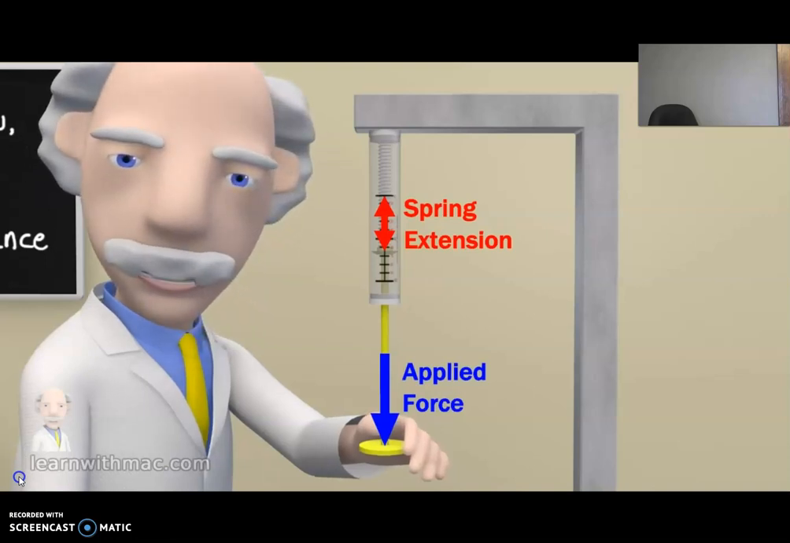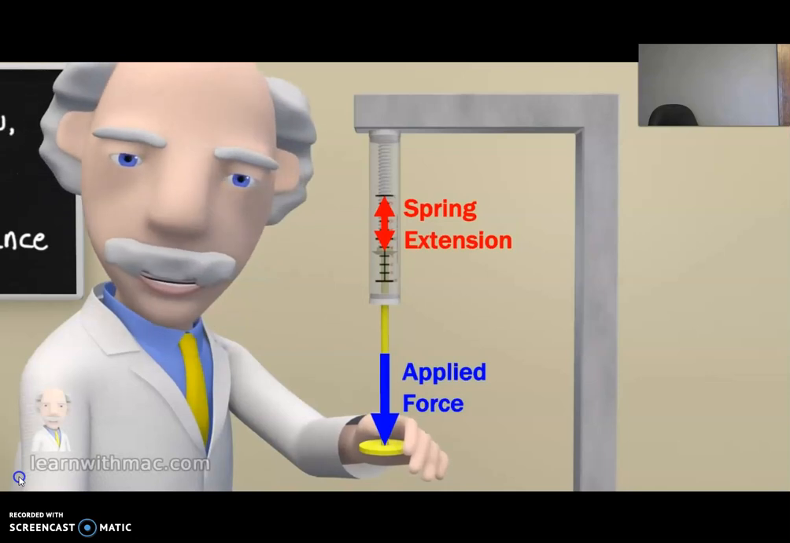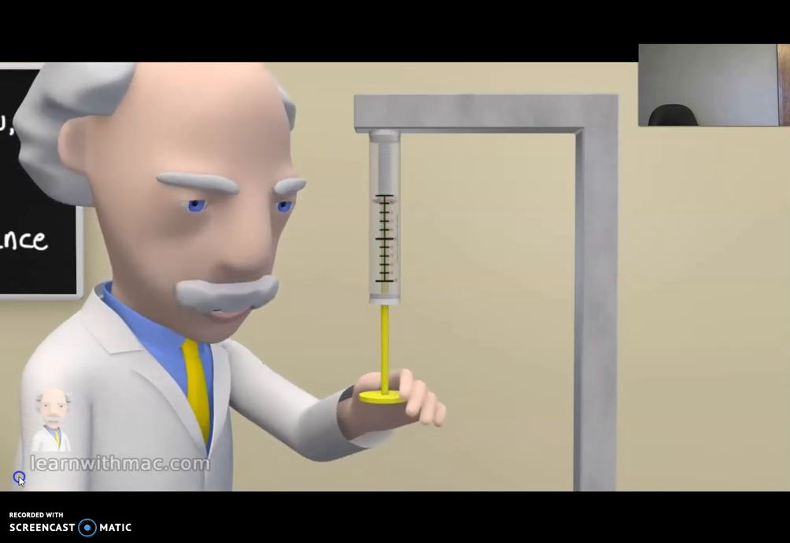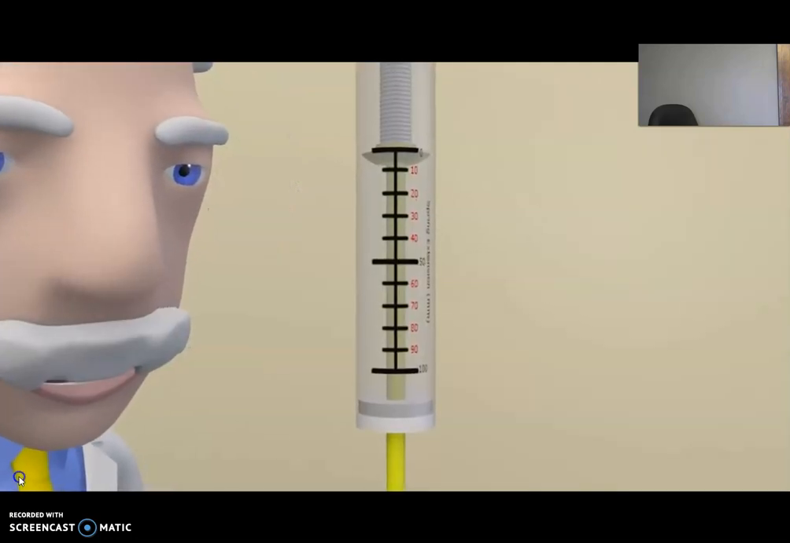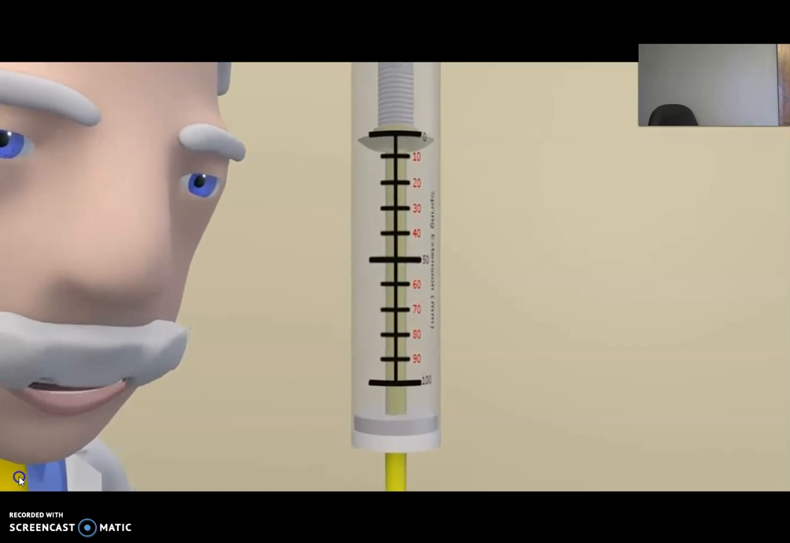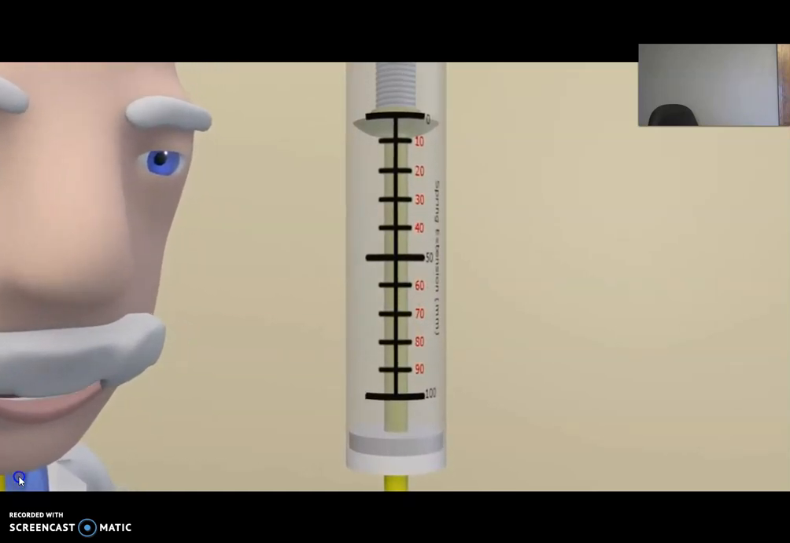In order to do this, we have to know the precise relationship between spring extension and applied force, and to establish this relationship, we need to conduct an experiment. So as part of our experiment, we need to measure spring extension. You can see on the spring balance we have a scale which measures the extension of the spring in millimeters.